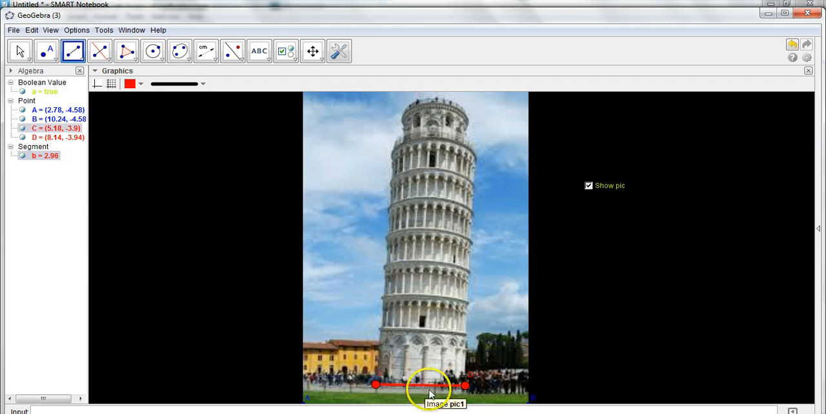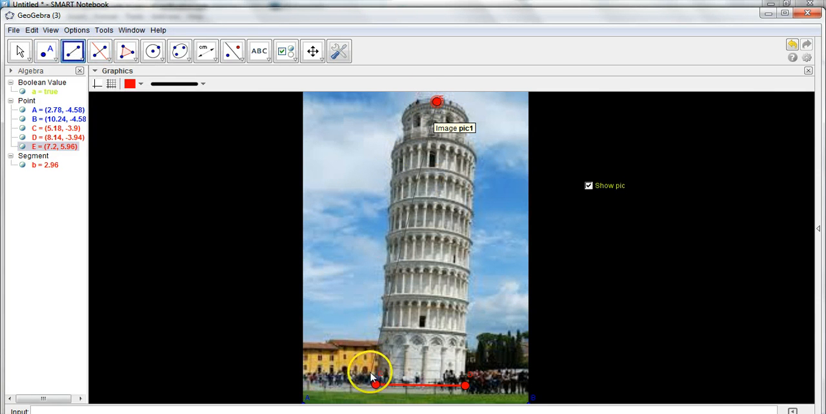So the perpendicular bisector theorem says given a segment, then any point on its perpendicular bisector, a line that is going to cut this in half and go straight up and down, is going to be equidistant to each endpoint. So what I'm going to do first is put a point up here right in the middle of the top of this building, because it looks like it's a symmetrical tower, right, it's just leaning.